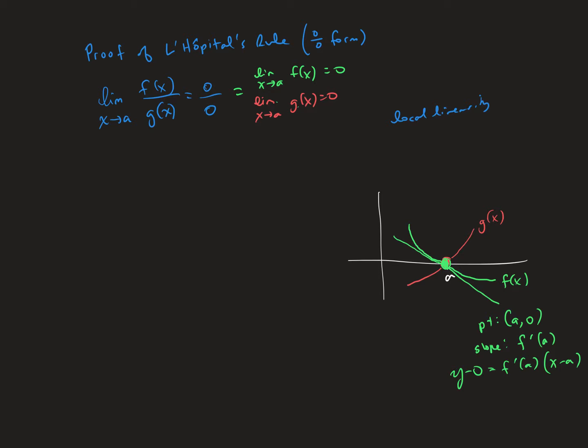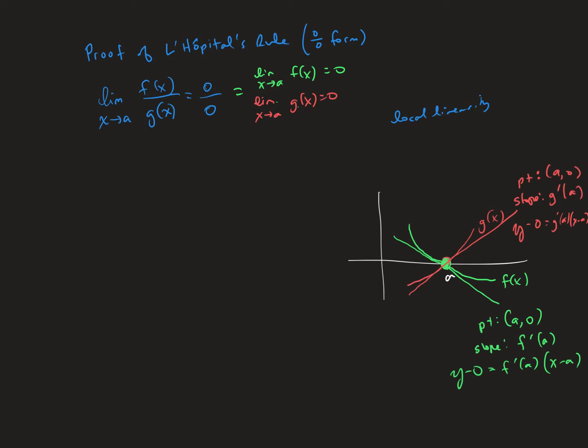I'm going to do the same thing for g of x. So I have a tangent line. I want to write the equation of the tangent line. So my point is a comma 0, and my slope is the derivative of g with a plugged in. So my tangent line is y minus 0 equals g prime of a times x minus a.